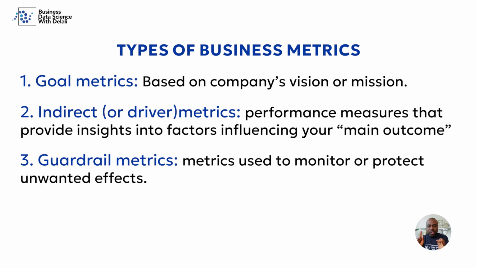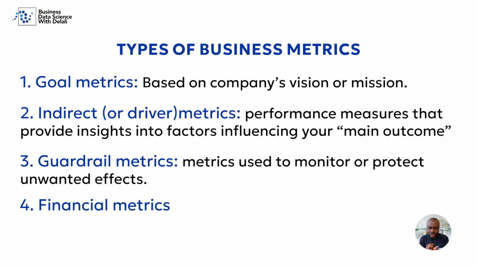Okay. So far we've talked about goal metrics, driver or indirect metrics, and guardrail metrics. And finally, we are going to talk about financial metrics. Now, every business states its vision in terms of the value they want to create. Airbnb's example is they want to create a world where everyone can belong anywhere. So that's good. But we all know that at the end of the day, it's all about financial performance.